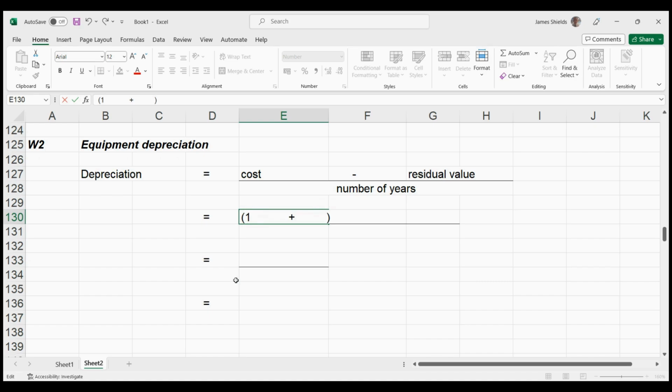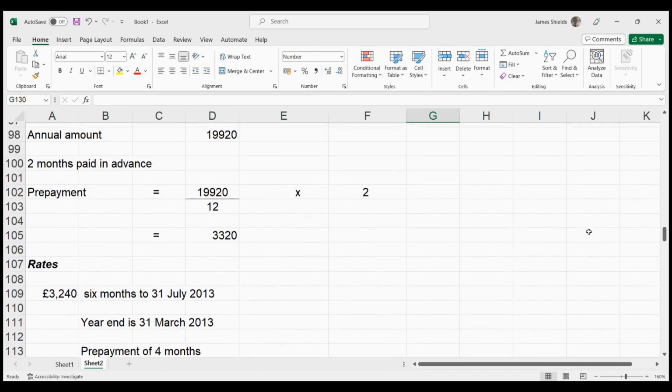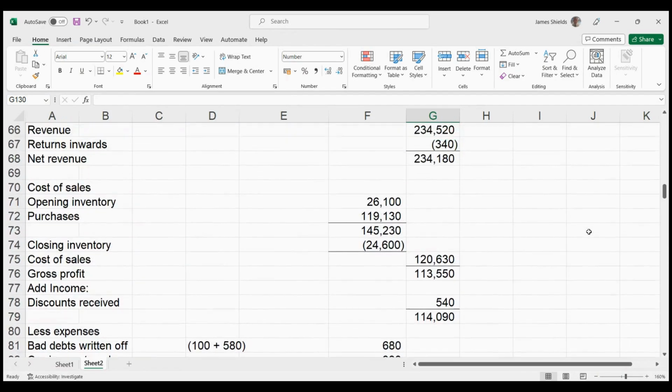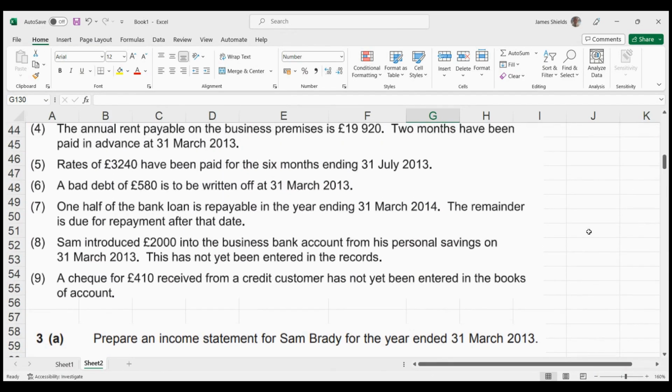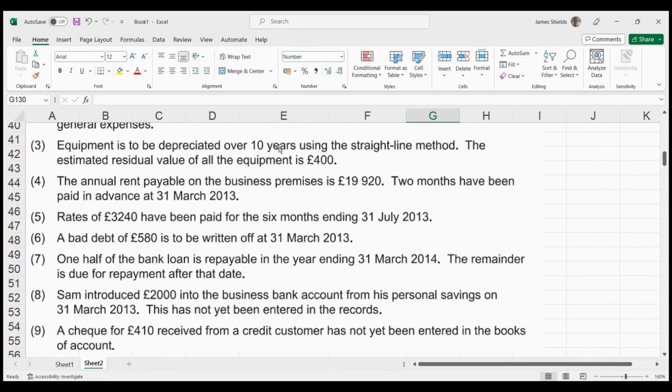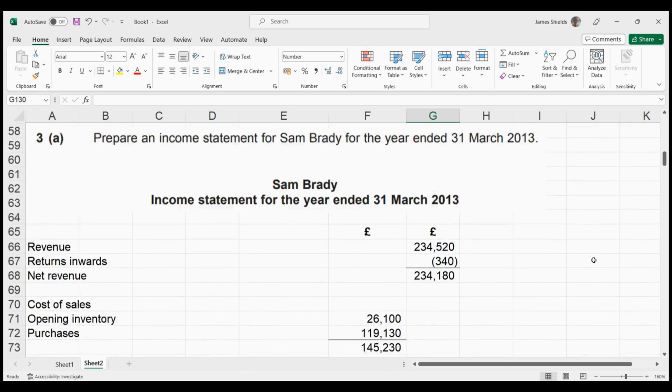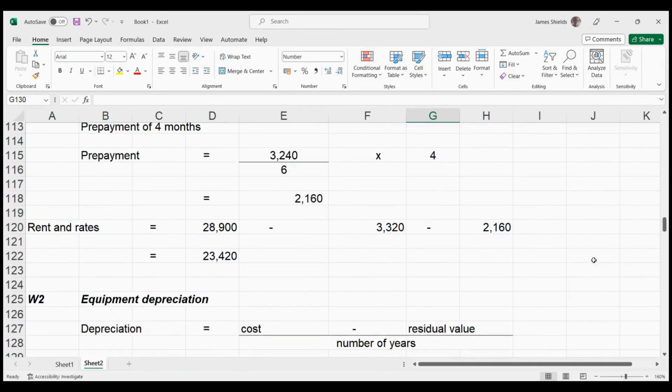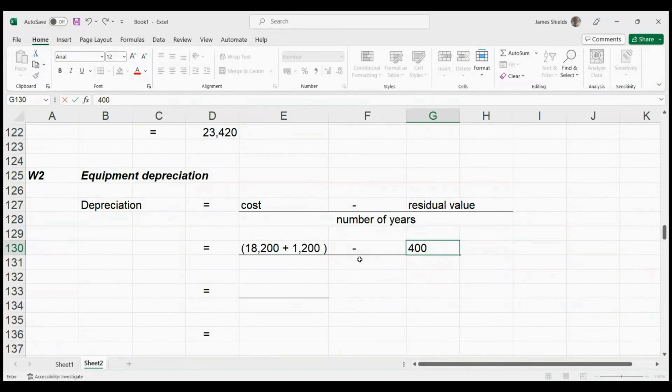So it's going to be 18,200 plus the amount that was included in general expenses incorrectly, which was 1,200. So that's your cost. Now you've got to take away your residual value. So back to the information for residual value. The residual value was, here we go, £400, and the number of years was 10.